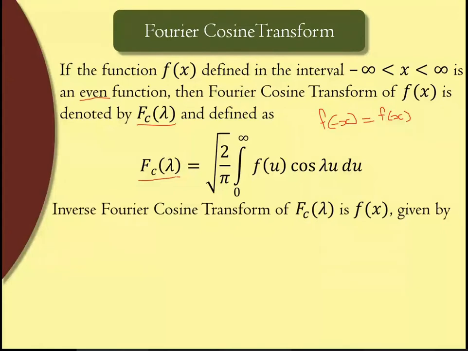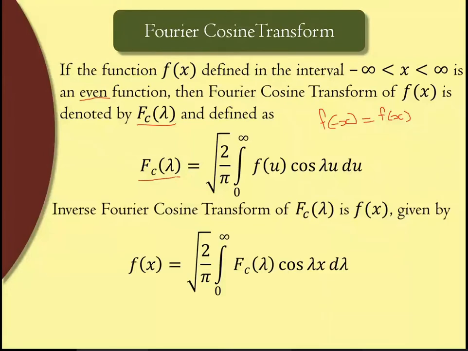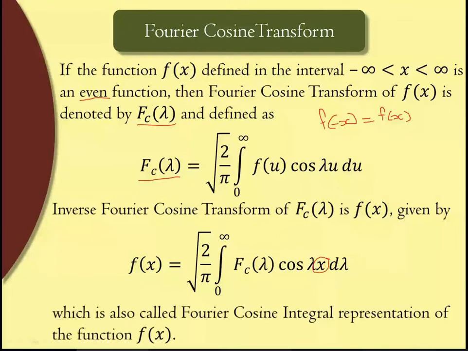If you want to come back to the original function again, then for that we use the inverse Fourier cosine transform, and the formula for that is f of x is equal to square root of 2 by pi integral 0 to infinity fc lambda cos lambda x d lambda. After solving this integration, we get the function of x only. This is also called the Fourier cosine integral representation.